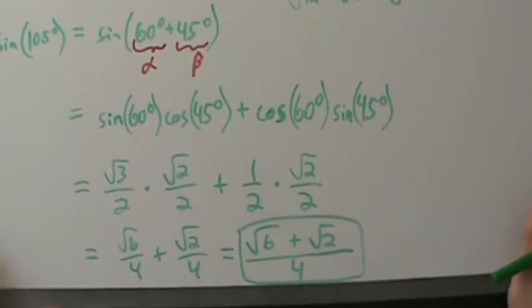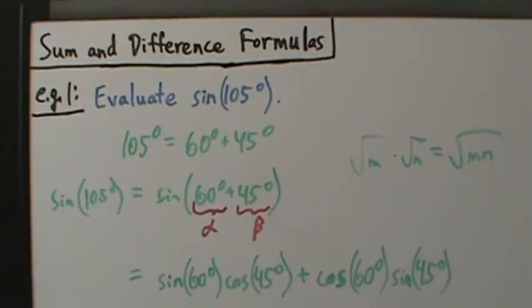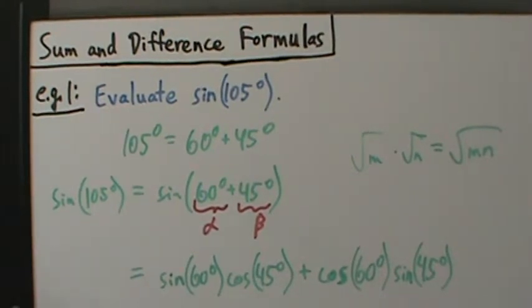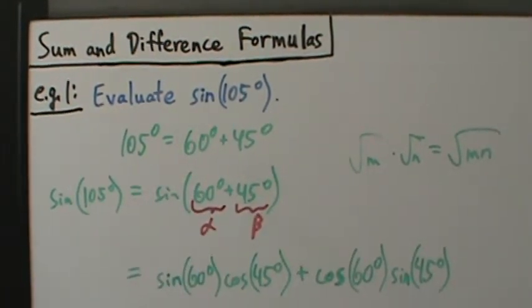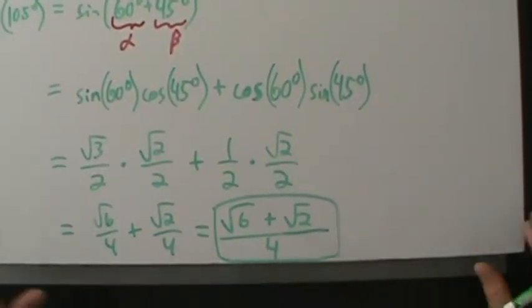It's a relatively straightforward application of sum and difference formulas, using them to evaluate a trig expression. So that's example 1. And again, the answer is root 6 plus root 2 all divided by 4.